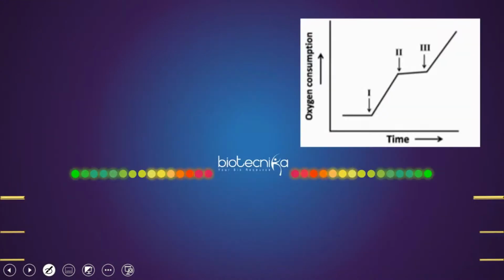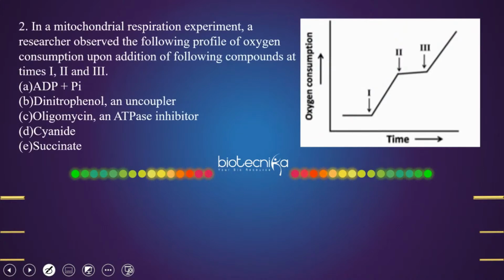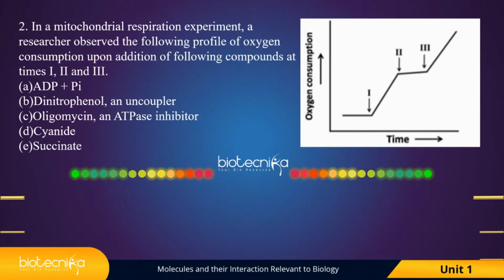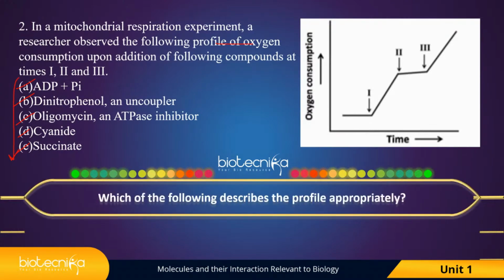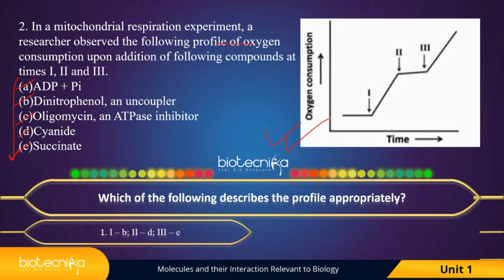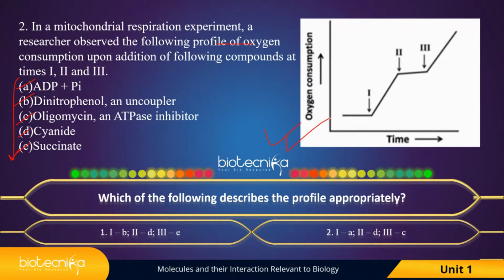Next question on your screen. In a mitochondrial respiration experiment, a researcher observed the following profile of oxygen consumption upon addition of certain compounds, but they were added at separate times. So this is not in order, okay? This is just a list of what has been added. Now, which of the following describes the profile given in this graph correctly? So these are your options on the screen. Yes, please solve this question.